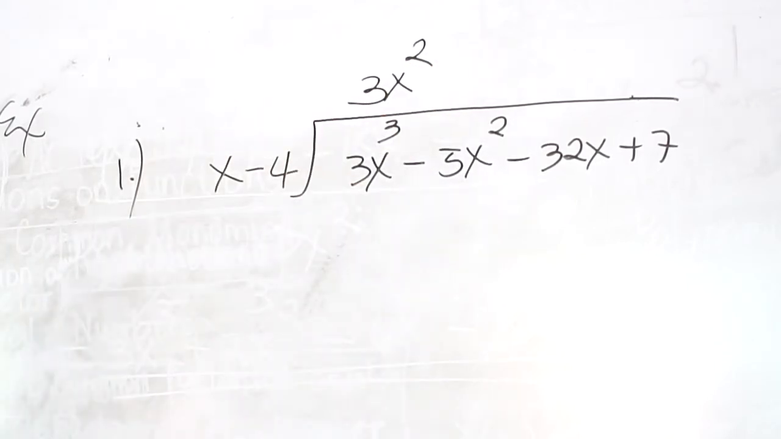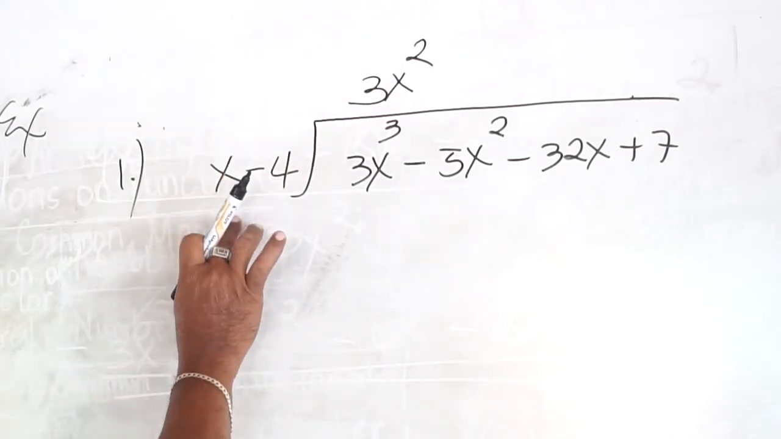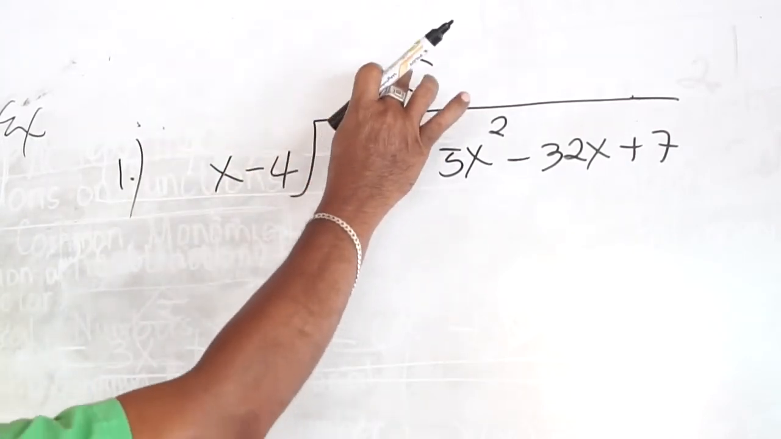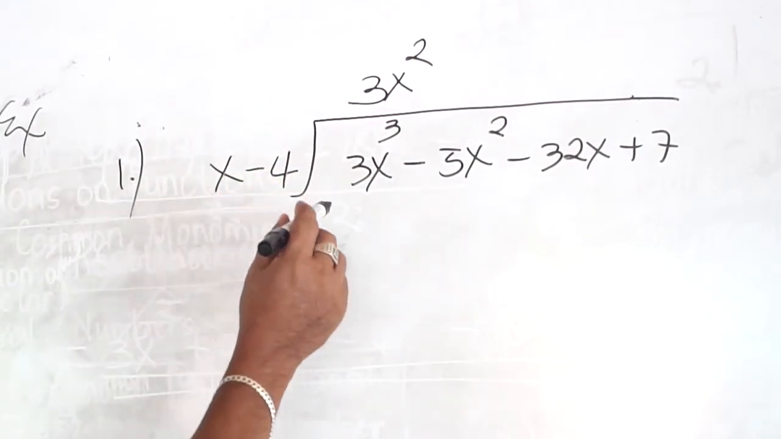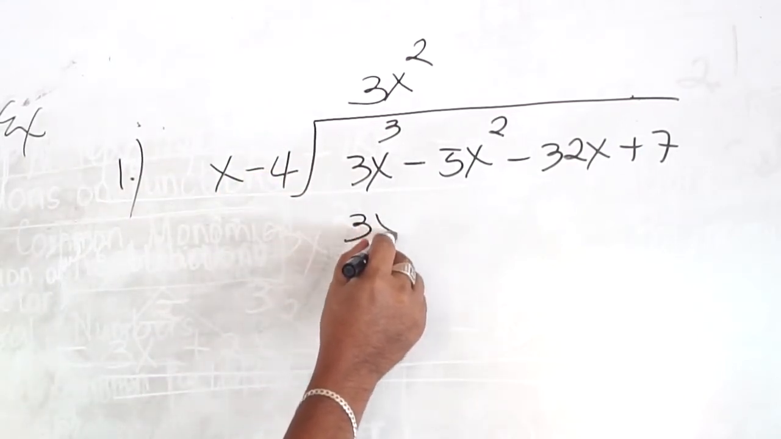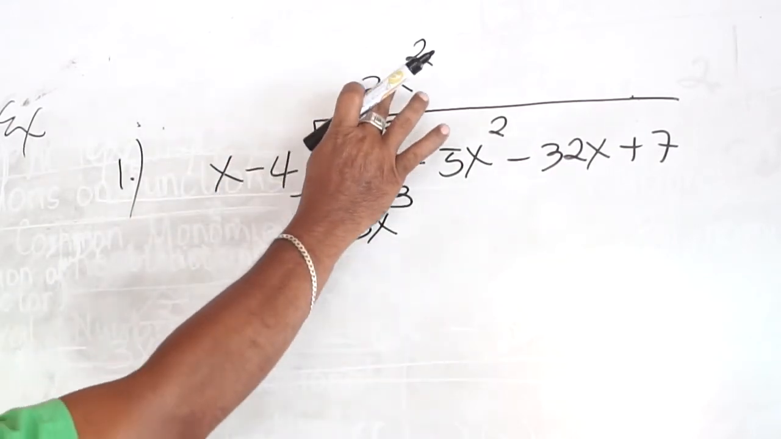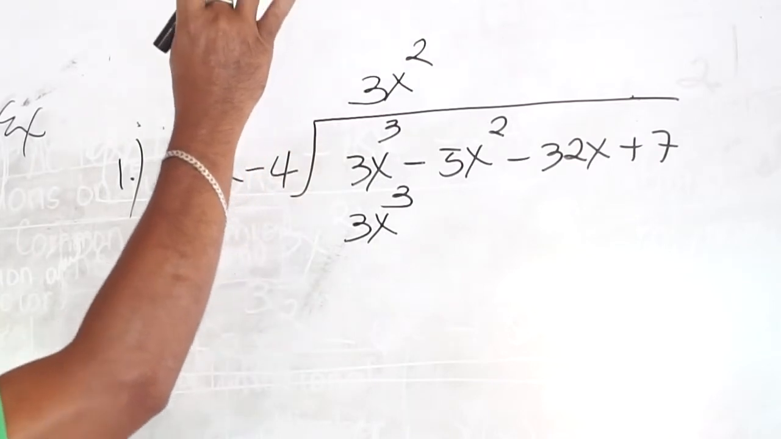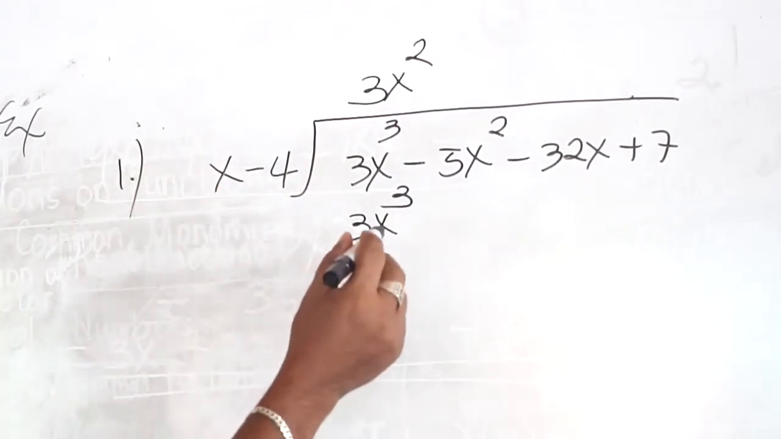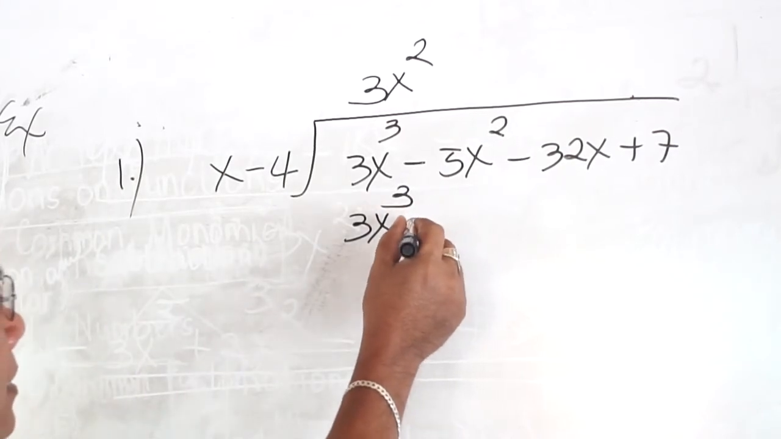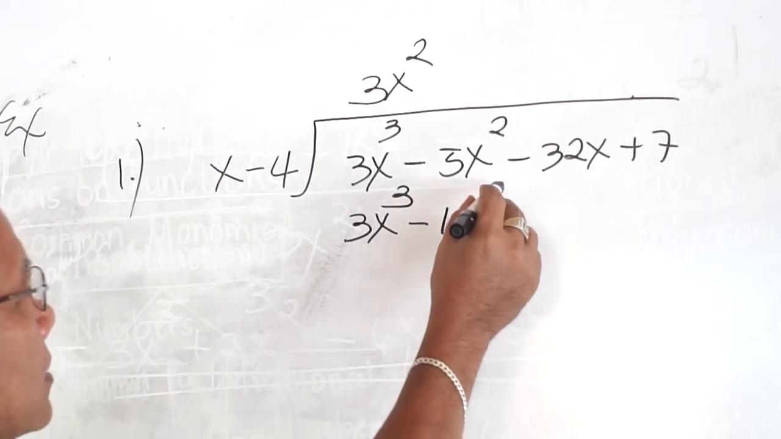Then next, multiply the quotient by the entire divisor. 3x squared multiplied by x. So the product is 3x cubed. Positive 3x squared multiplied by negative 4. So the product is negative 12x squared.